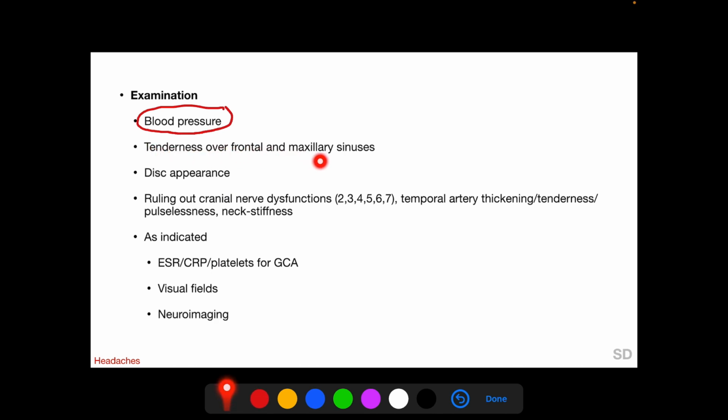Tenderness over frontal and maxillary sinuses should be checked, and this indicates sinusitis, a common cause of facial pain and headache. We must look for abnormalities in the appearance of the disc, such as disc edema, cranial nerve dysfunctions, abnormalities of the temporal arteries in the form of thickening, tenderness or pulselessness, and neck stiffness. Investigations which may need to be done include ESR, CRP, and platelets, which must be done for every elderly patient suspected of having giant cell arteritis, visual fields and neuroimaging in appropriate situations.